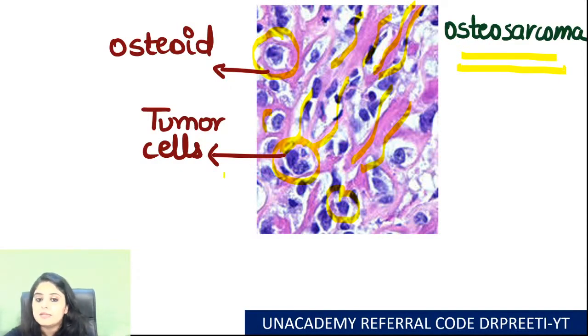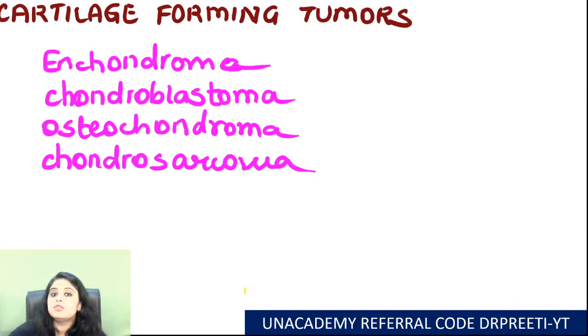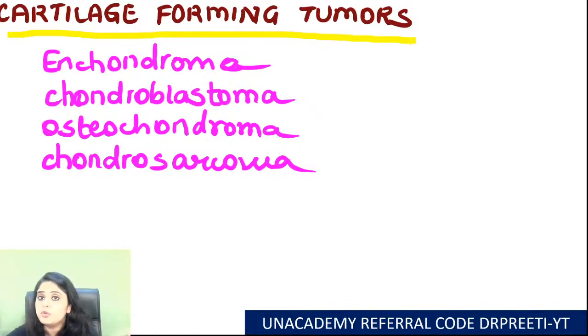Yes, is everyone clear? So we've done osteoid osteoma, osteoblastoma, and osteosarcoma. Coming on to the next, cartilage forming tumors. All of these were bone forming. I was showing you bone, osteoid, bony trabeculae. Now I'm going to include everything with cartilage. So I am now going to show you cartilage forming tumors.